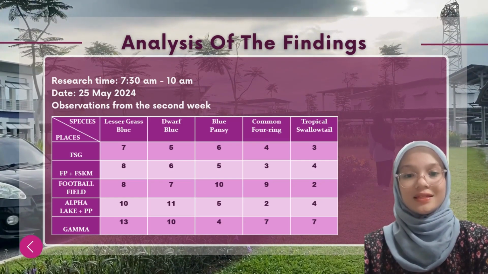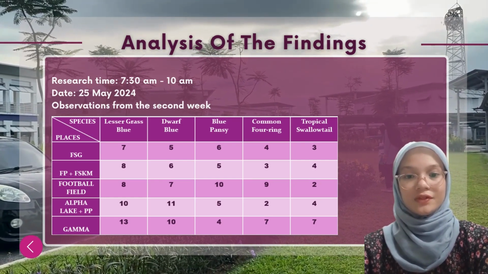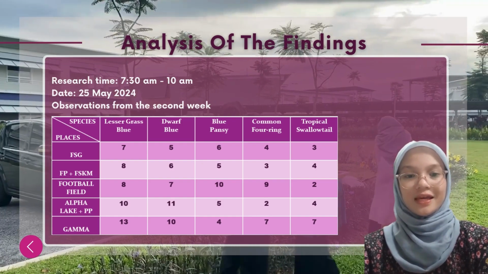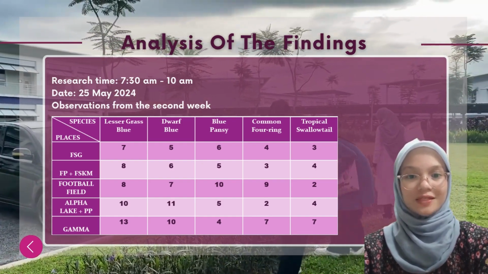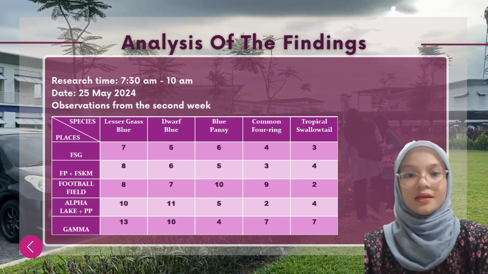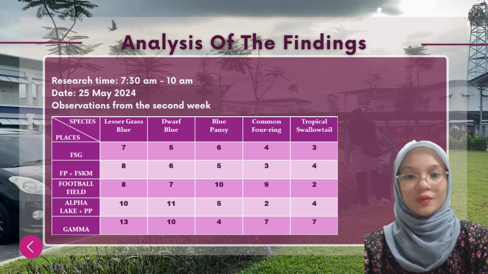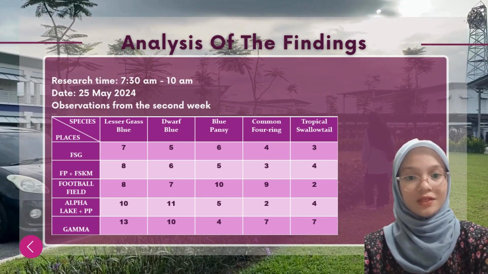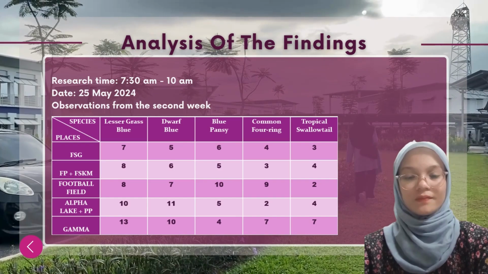For instance, let's consider the dwarf blue species. In the first week, we observed 5 individuals at FST and 3 at FP and FSKM. However, in the second week, the numbers increased to 8 and 6, respectively. This suggests a potential population growth or higher activity of dwarf blue in this location during the second week.